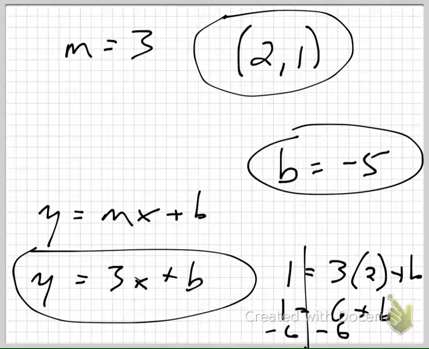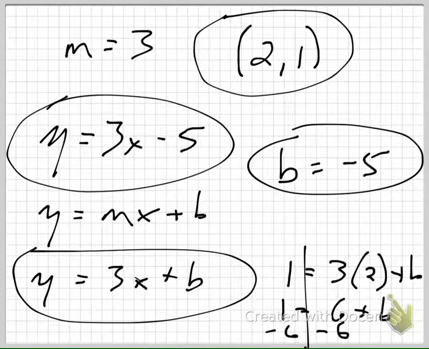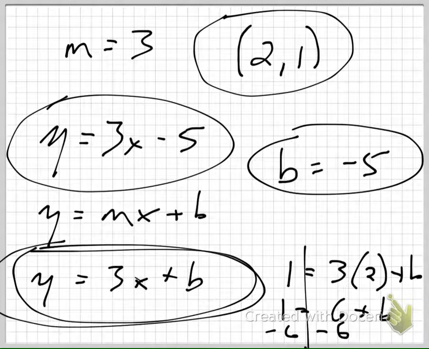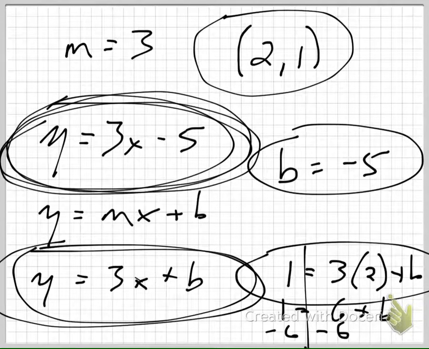So then now that you know that b equals negative 5, can you write for me the equation in slope-intercept form? What is it? Y equals 3x minus 5. That is our line. Okay? That's our line. Listen, this was our line too, right? This was our line. It's all our line. This is the actual equation in slope-intercept form for our line.